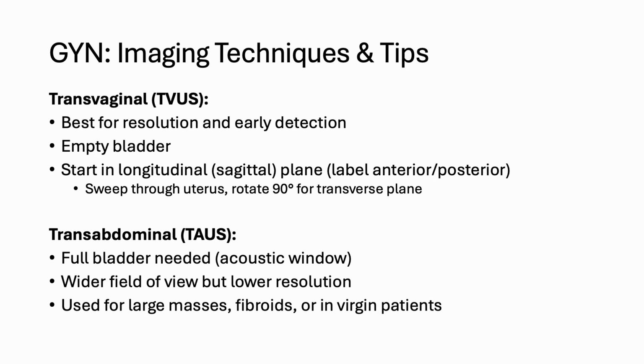For the transabdominal ultrasound, we need a full bladder to help with an acoustic window to help the sound waves go through. You have a wider field of view but lower resolution than the transvaginal ultrasound, and this is used for large masses, fibroids, and patients that are virgins that have not had intercourse.